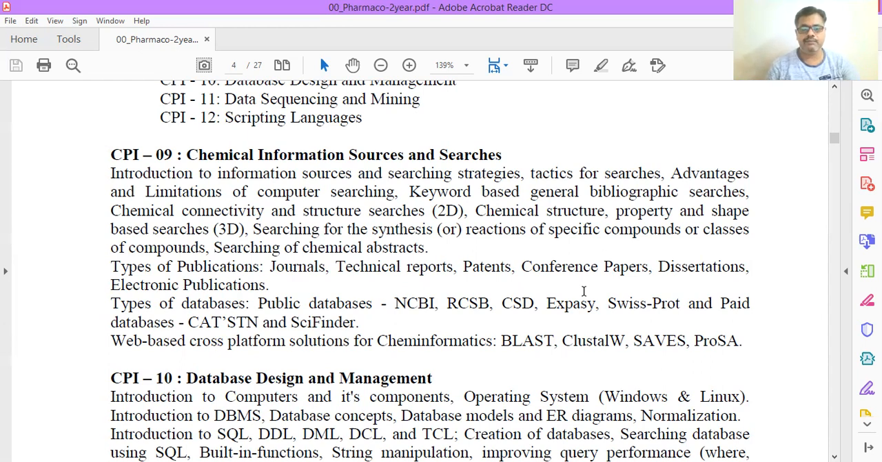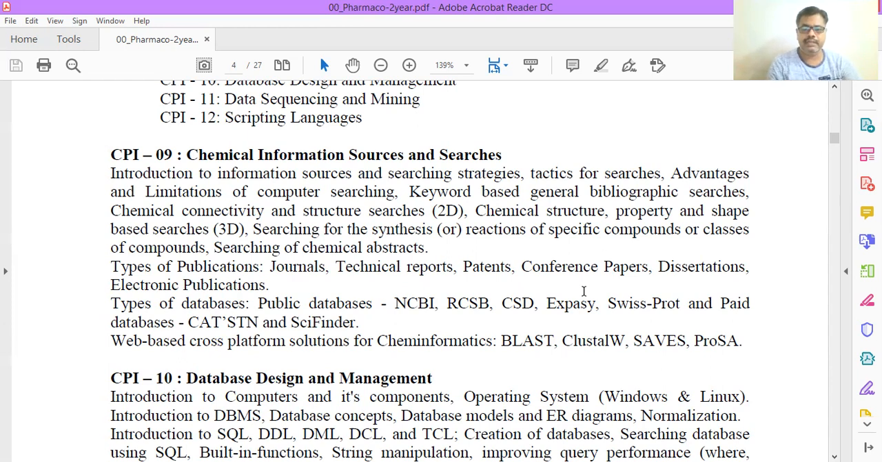How many types of databases are there? What is a public database, what is a paid database? A public database means it is a freely available database. If it is a paid database, we have to pay some amount to retrieve the information. So that is a paid service. And what are web-based cross-platform solutions?